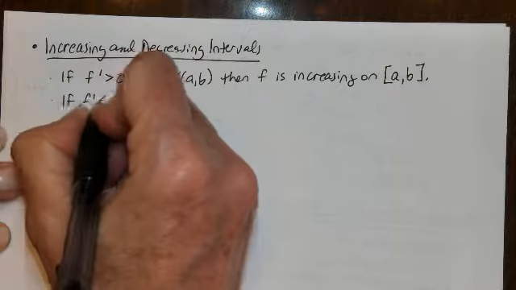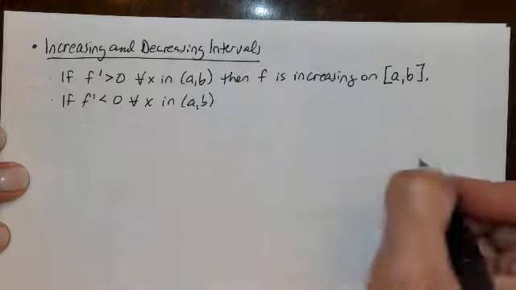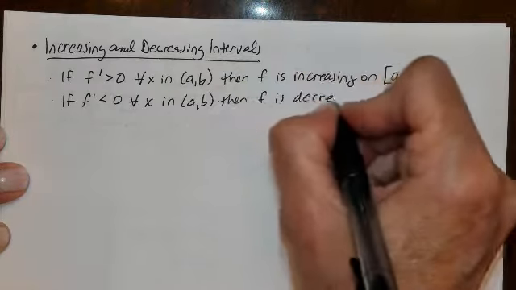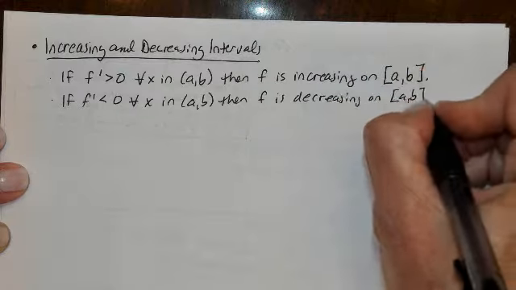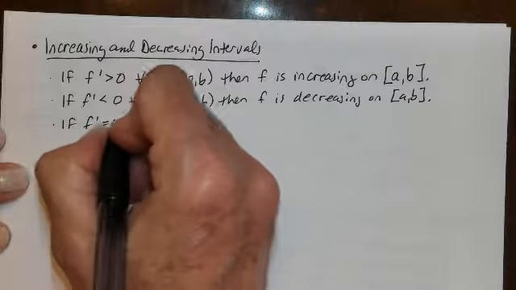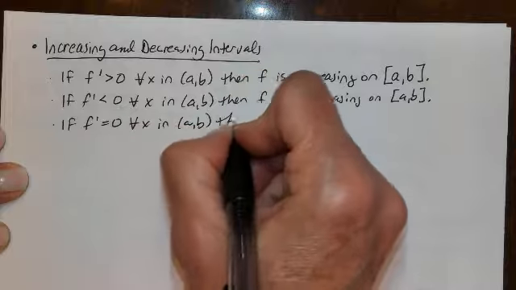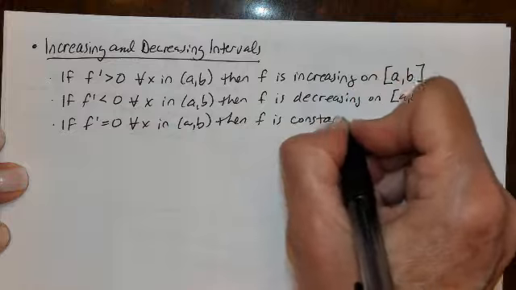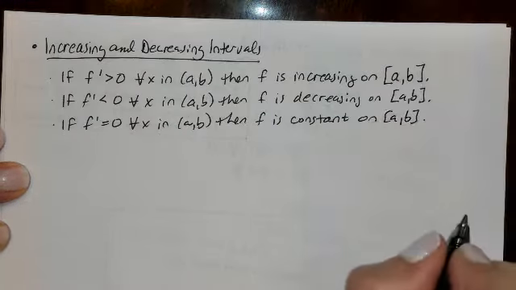Similarly, if f prime is negative for all x in an open interval, then f is said to be decreasing on the closed interval a to b. And why don't we finish this up? If f prime is equal to 0 for all x in an interval, then f is said to be constant on that closed interval. Okay?